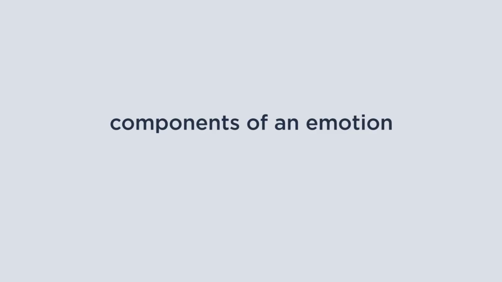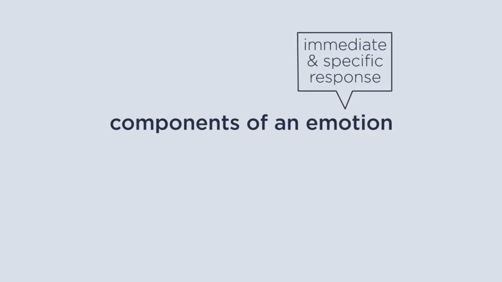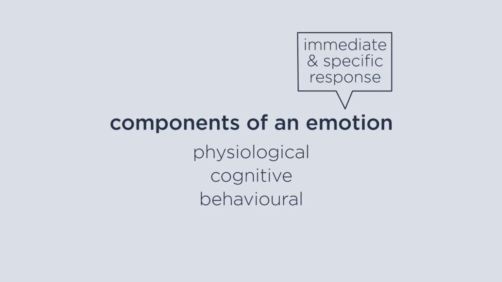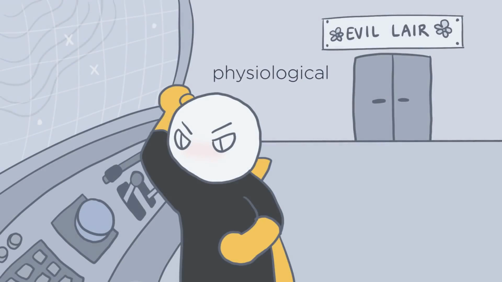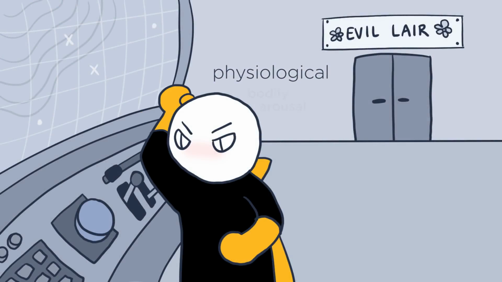Let's move on to the various components of an emotion. So we know that emotions are immediate and specific responses. These responses have at least three parts: physiological, cognitive, and behavioral. A physiological component of an emotion might be bodily arousal, like a racing heart or tense muscles.